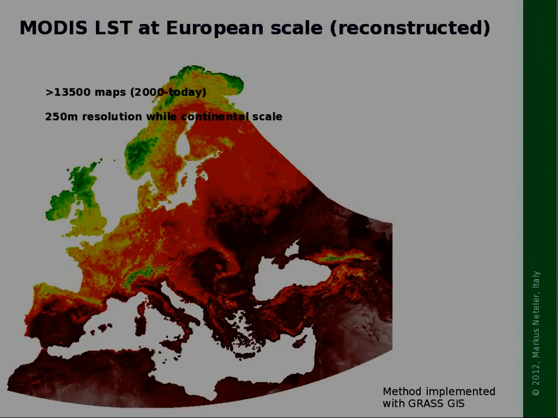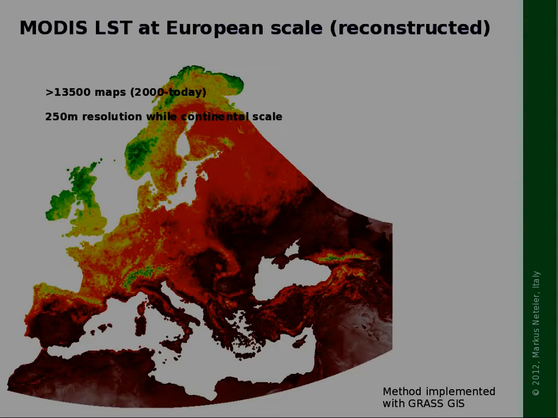To show an example of what can be done, here is a European map which we have produced. The major problem of optical and thermal remote sensing are clouds. They lead to missing pixels in the satellite maps. In the past few years we have developed an algorithm to reconstruct missing pixels with geostatistics using GRASS GIS and related open source GIS software. Here are some examples for reconstructed land surface temperature maps.